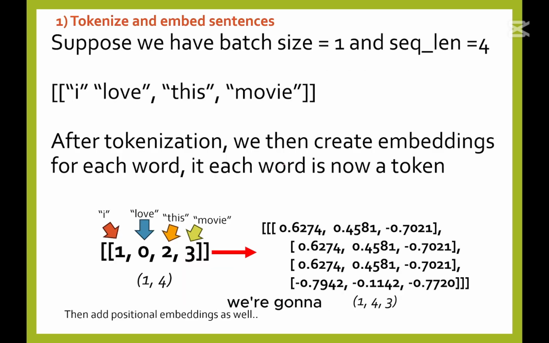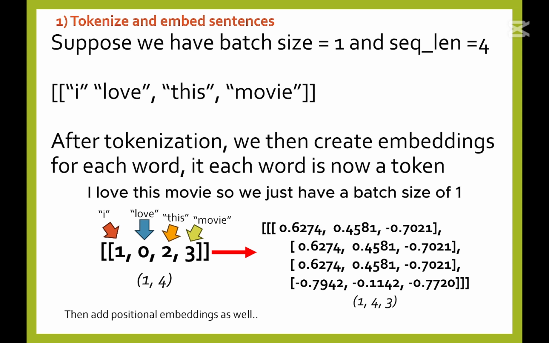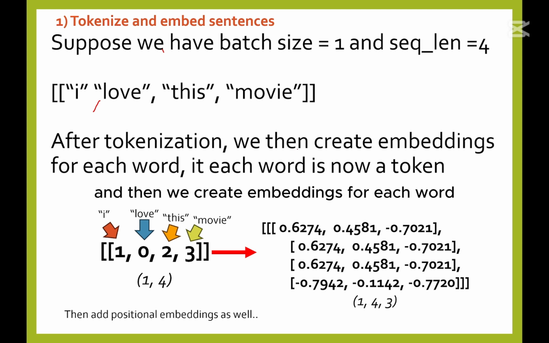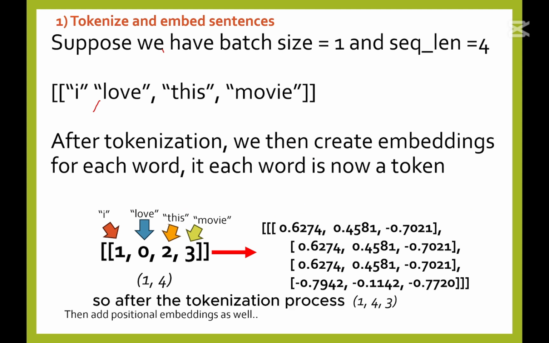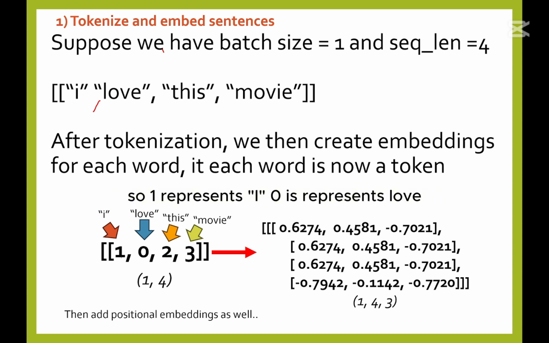Okay, so first things first, we're going to start with the tokenizing and embedding process. Let's say we have a simple sentence, "I love this movie." So we have a batch size of 1 and a sequence length of 4. After this tokenization is done, we get "I love this movie" in an array, and then we create embeddings for each word. After the tokenization process, we have word indexes for each of these words. So 1 represents "I," 0 represents "love," 2 represents "this," and 3 represents "movie."